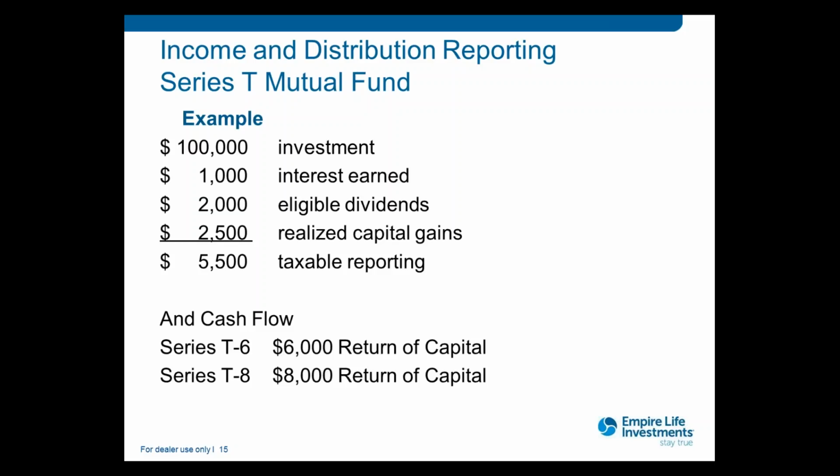At the same time, the investor's saying, look, this is a Series T mutual fund. I'm 68 years old. I need to generate a regular income from that $100,000 investment, regardless of what's actually being earned in the fund. And so I could elect to either take out 6% of the $100,000 or 8%. So either $6,000 or $8,000 would represent a return of capital.